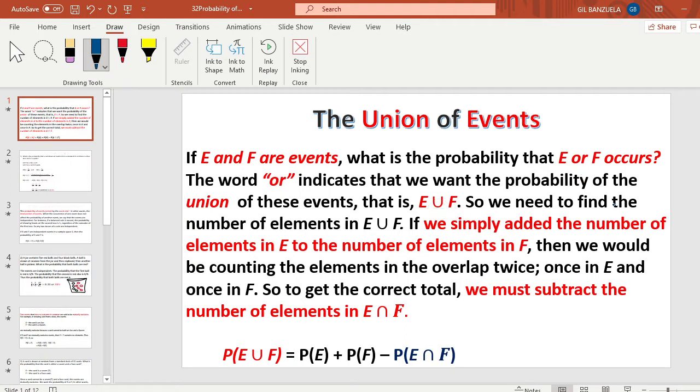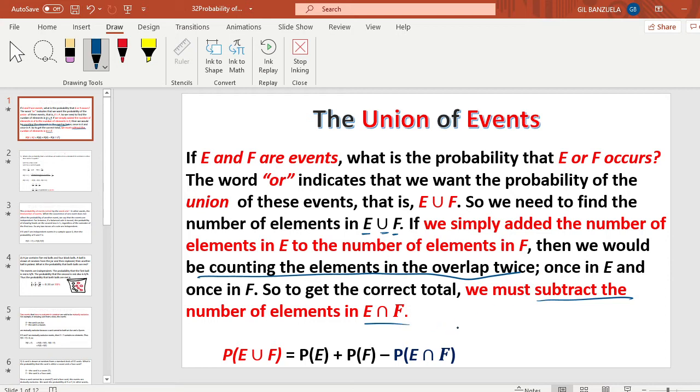So we need to find the number of elements in E union F. If we simply added the number of elements in E to the number of elements in F, then we would be counting the elements in the overlap twice, once in E and once in F. So to get the correct total, we must subtract the elements in the intersection between set E and set F.